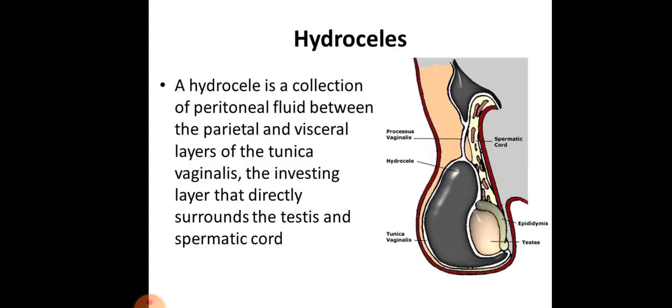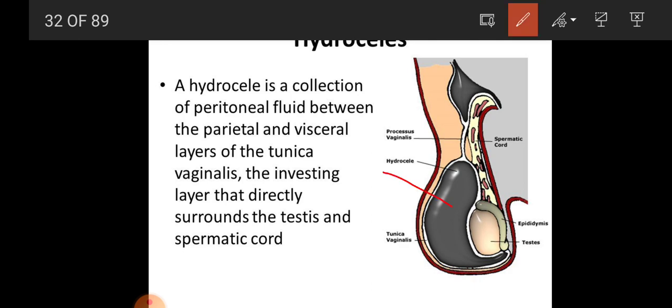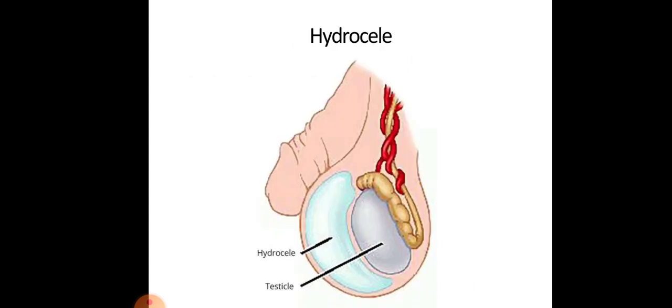Now come to the applied. First is the hydrocele. A hydrocele is a collection of peritoneal fluid between the parietal and the visceral layers of the tunica vaginalis, the investing layer that directly surrounds the testis and the spermatic cord. So here we can see the collection of water or watery substance between the two layers of the tunica vaginalis. This is the hydrocele again.